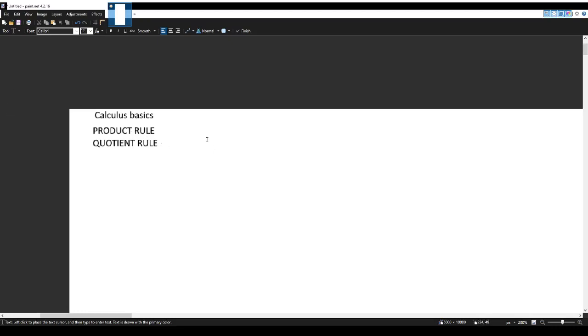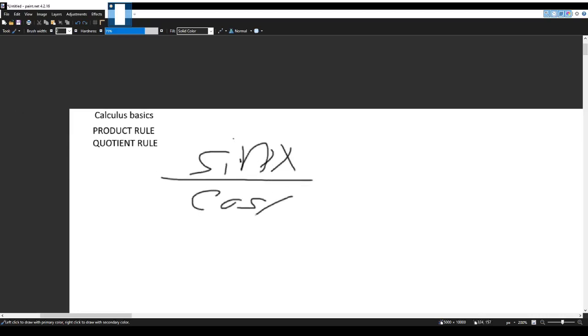These are basically ways of saying, if you have a function which is like sine x times cosine x, and you want to find the derivative of this whole thing, how can you do that? Because it turns out you can't just do derivative of sine x times derivative of cosine x. It's a bit more complicated. And the quotient rule is kind of the same thing, but if you have sine x over cosine x. So yeah, let's just get straight into it.